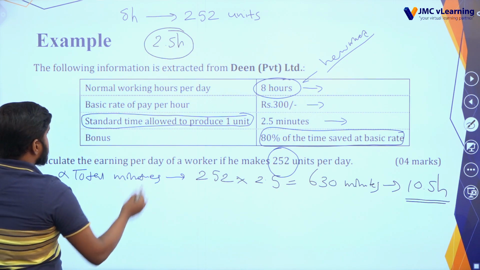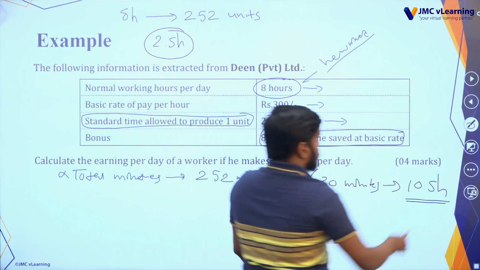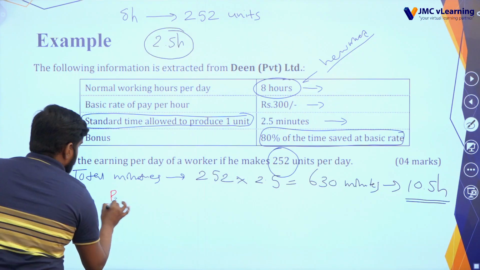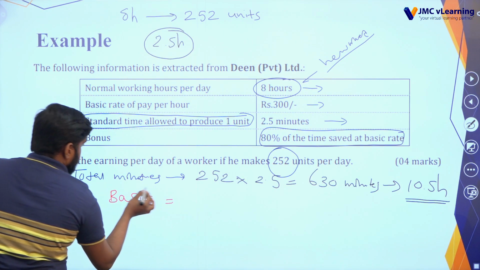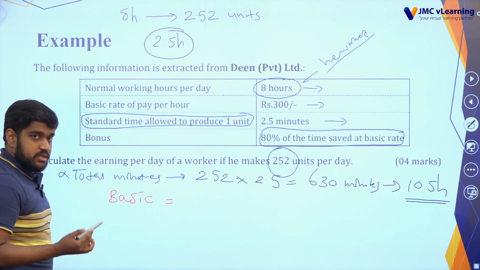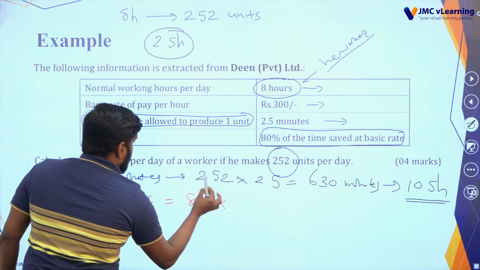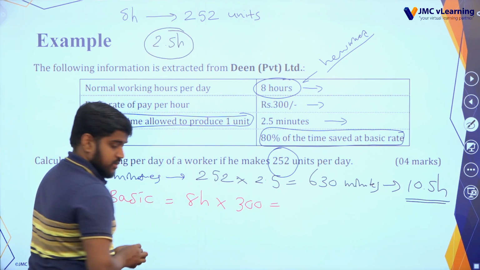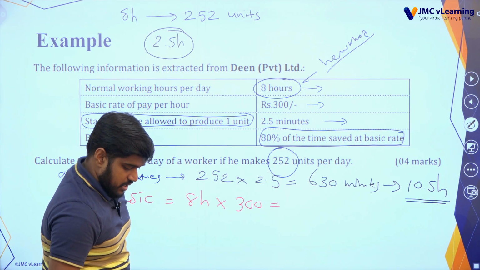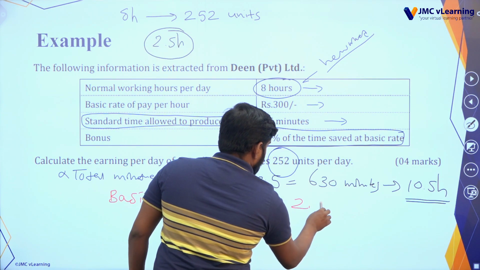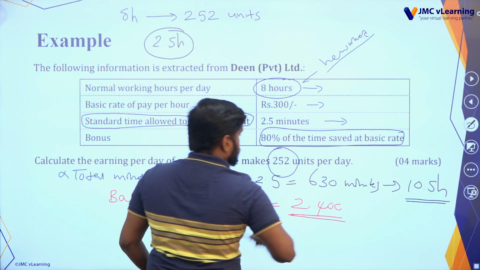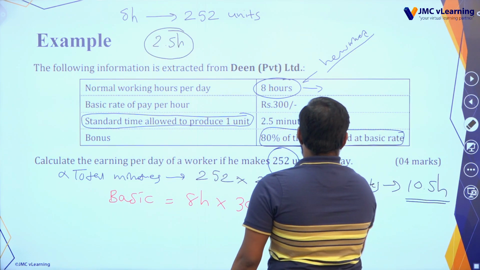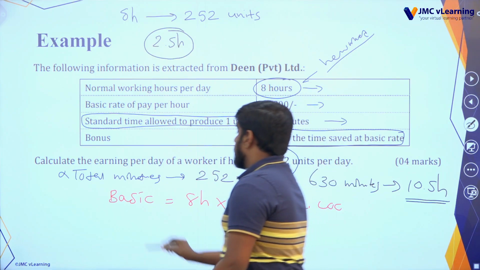Then they say calculate the total earning. That means first we need to calculate the basic salary. How can we get the basic salary? Total hours worked is 8 hours, multiplied by the basic rate per hour of 300. 8 multiplied by 300, 2400 is our basic salary. Then we need to calculate the bonus payment.